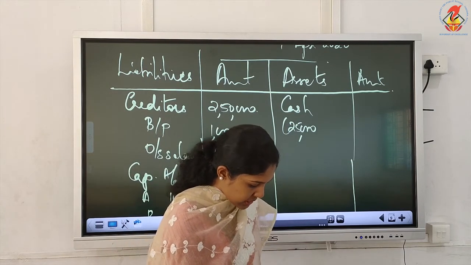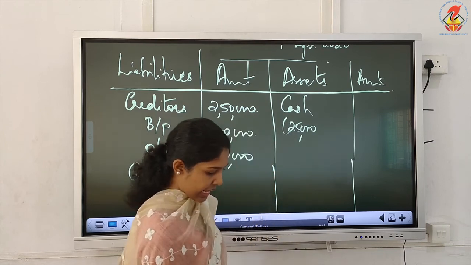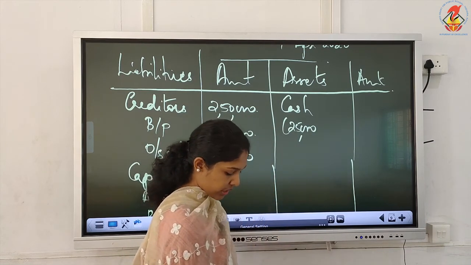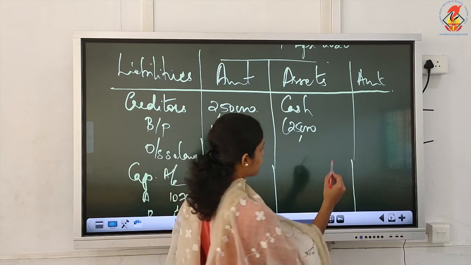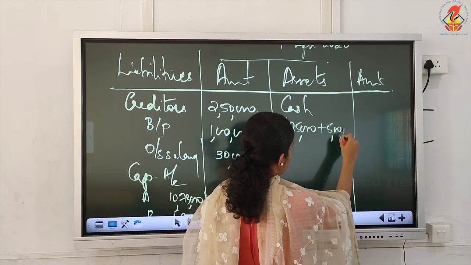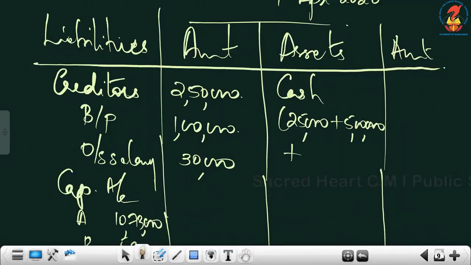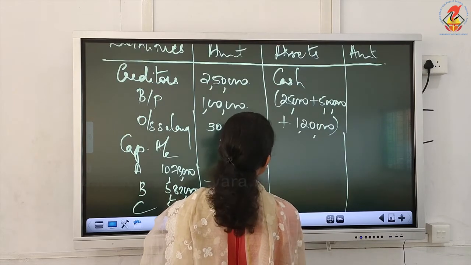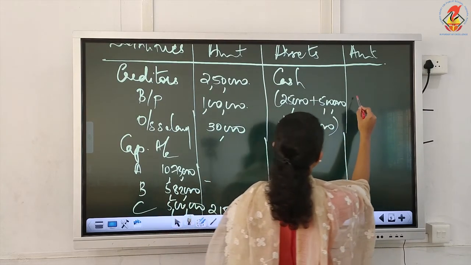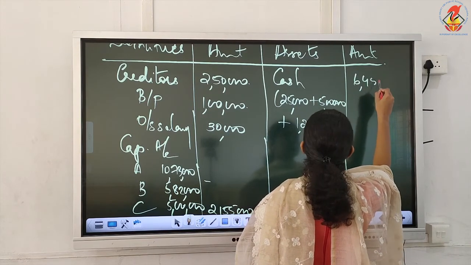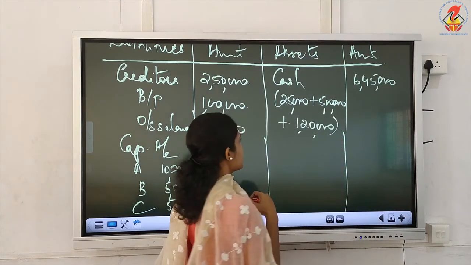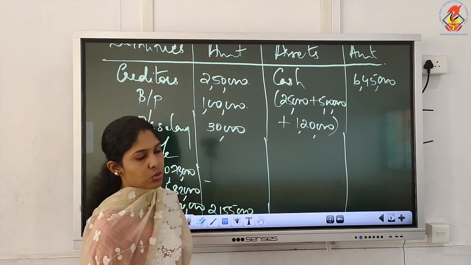25,000 plus what did we receive here? 5 lakhs, that is your capital. Plus 5 lakhs, plus there is your premium, 1,20,000 that we got in cash. So that will amount to 6,45,000. Okay, so that is 6,45,000.